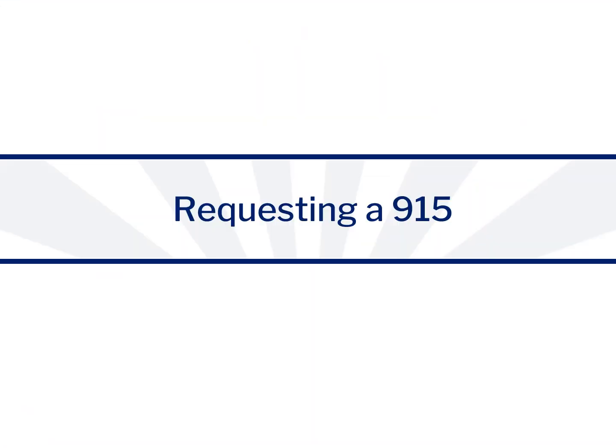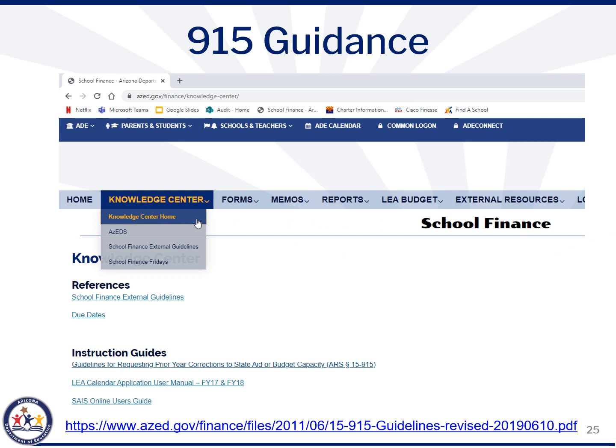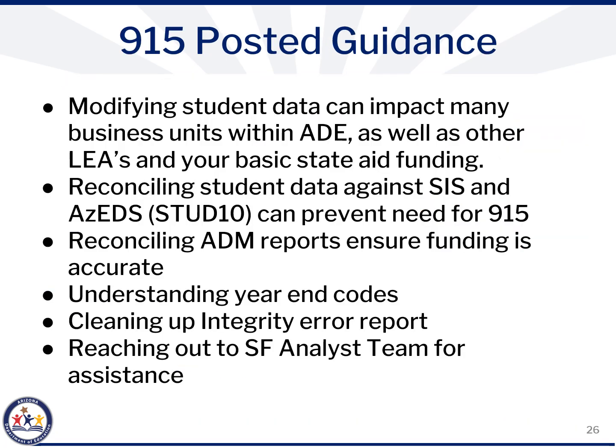Requesting a 915. A 915 refers to Title 15-915 in Arizona Revised Statute. This allows for LEAs to correct their student data for up to 3 previous fiscal years. School Finance has posted guidance on what is required for this request. A 915 can be requested for student data, transportation, and budget revisions. Before requesting a 915, please read through the posted guidance.